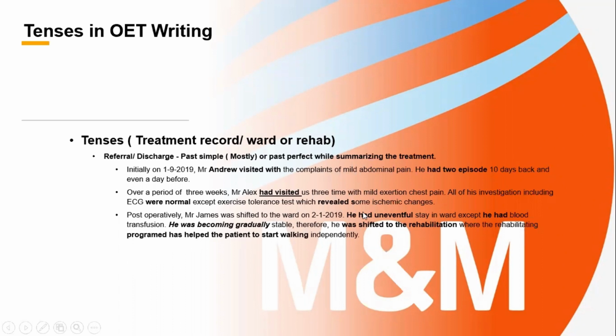Similarly, he had an uneventful stay in the ward and had a blood transfusion. So these 2 tenses we have used with the past perfect, and he was becoming gradually stable. After that event, he was shifted again to the ward where the rehabilitation program has helped. Now this is a recent event. So within the same paragraph, we can see how we can use a variety of sentences to show the difference of events that happened at different times, right? According to the importance of the event, we can use the sentences differently. Okay, is it clear to you?